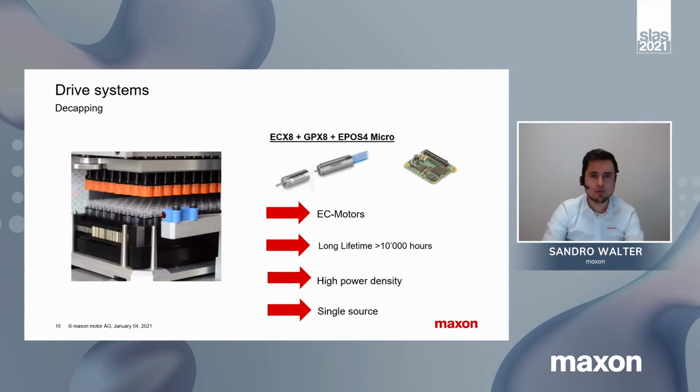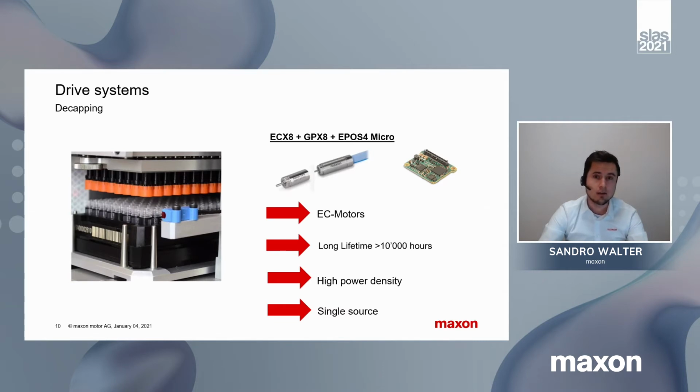So let's start with a simple decapping application as an example. In this application for a decapper with 96 single axes, we decided to use an EC motor and gearbox and an EPOS4 microcontroller. The reason why an EC motor was used was its lifetime, because the EC motors, depending on the load, can have a lifetime of up to 10 or 20,000 hours.